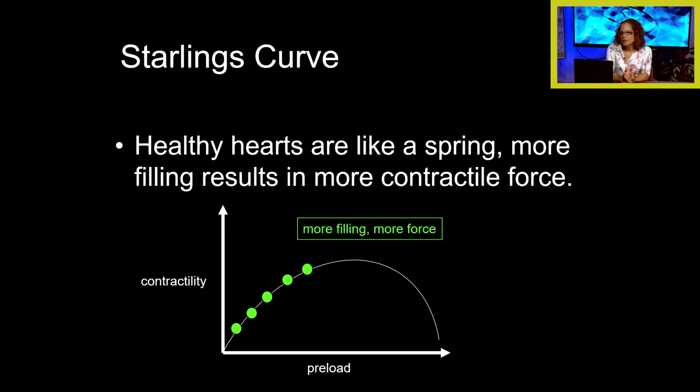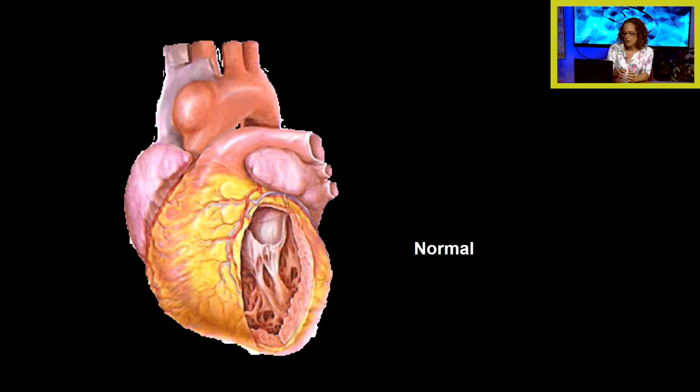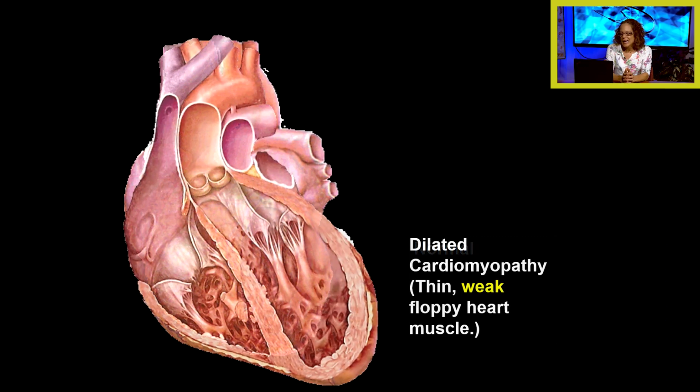Starling's curve tells us that healthy hearts are like a spring, and the more filling results in more contractile force. So in a healthy heart, more filling equals more force. And here's our normal heart. But in dilated cardiomyopathy, we have a thin, weak, floppy heart muscle.